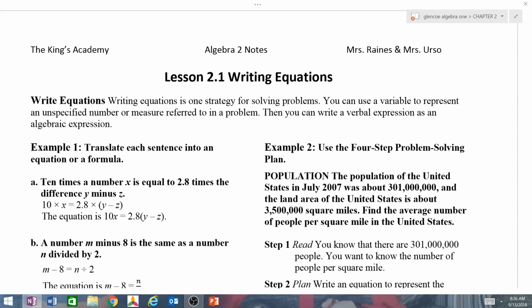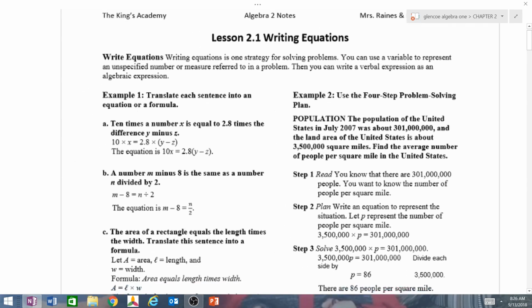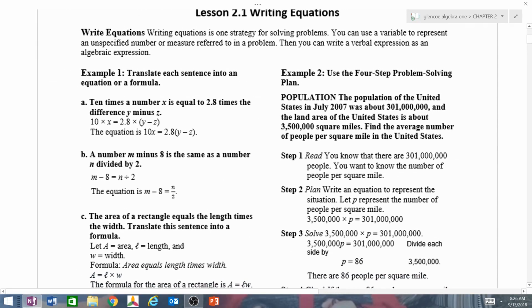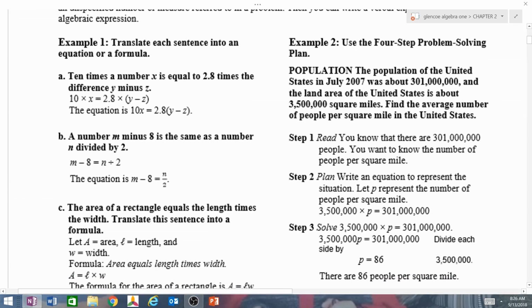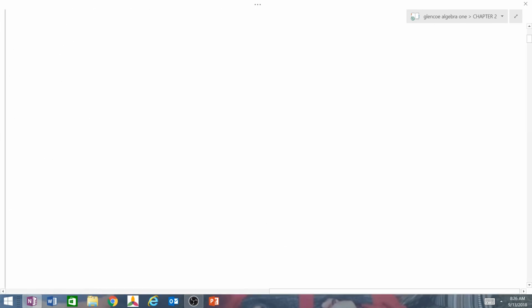So let's look at example number 1. Example number 1 says, translate each sentence into an equation or a formula. So our first example here is 10 times a number x is equal to 2.8 times the difference y minus z. So let's go ahead over here and let's just make sure we can do that together.